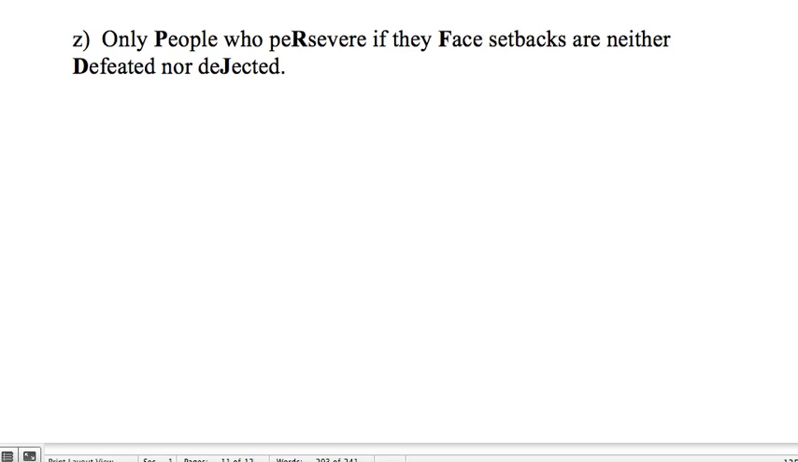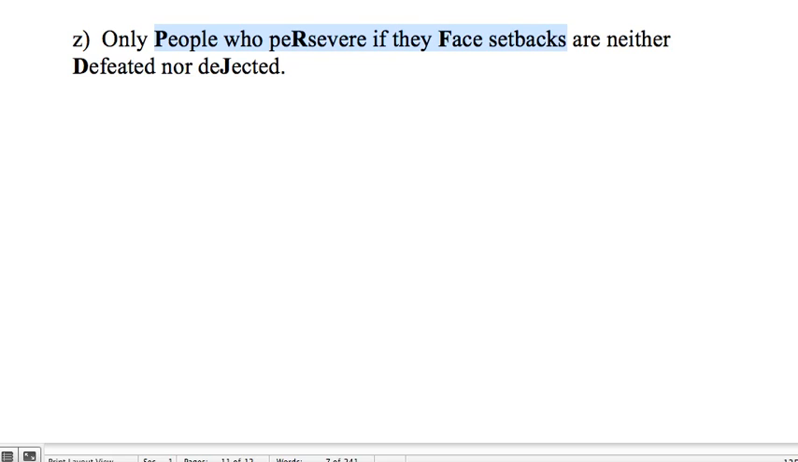Only people who persevere if they face setbacks are neither defeated nor dejected. This is the most complicated one that we've looked at so far. Pause the lecture, see what you come up with, and then when you think you've got it, start the lecture again. Okay, a lot to notice. First, it's an only, so we know that people who persevere if they face setbacks comes after the arrow inside the sentence itself. The sentence is going to be quantified. After the quantifier is going to be a conditional, and this bit will be the consequent of that conditional.